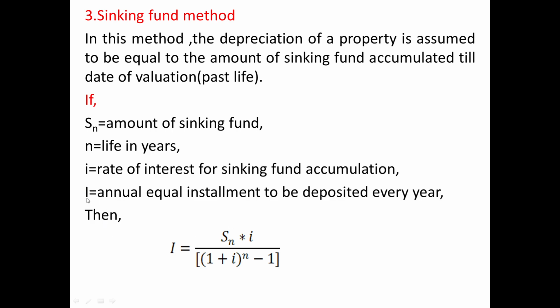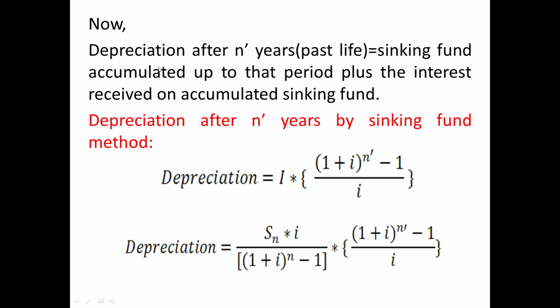Already we have discussed that we have to deposit a certain amount I, that is an annual equal installment deposited every year, where I equals Sn into i divided by in bracket (1 plus i) to the power n minus 1. Now here, depreciation after a certain period, that is when the building becomes old by a certain year, n dash year, we can call as past life. This will be equal to the sinking fund accumulated for n dash year, including the interest received on whatever sinking fund installment we are depositing.